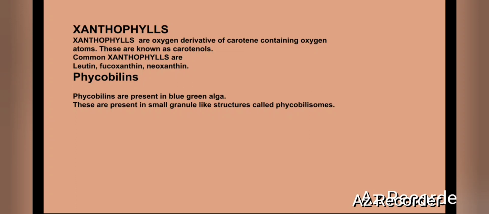Next is phycobilins. Phycobilins are present in blue-green algae. These are present in small granule-like structures called phycobilisomes.